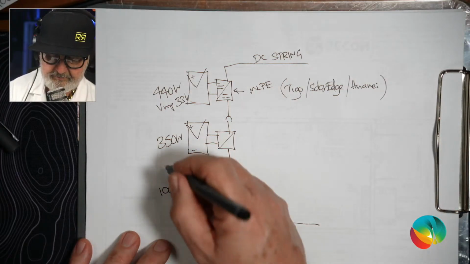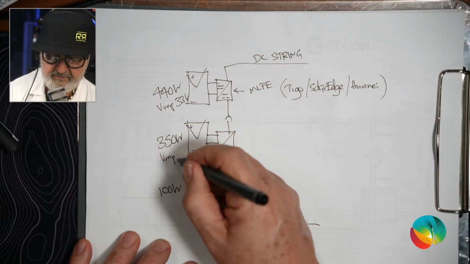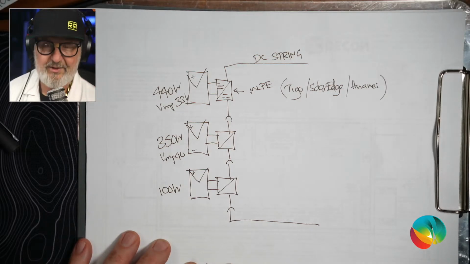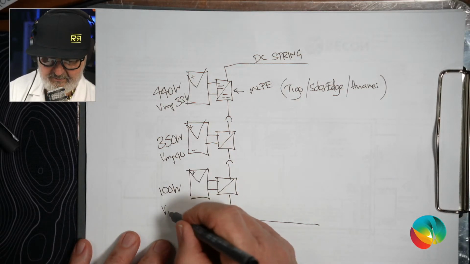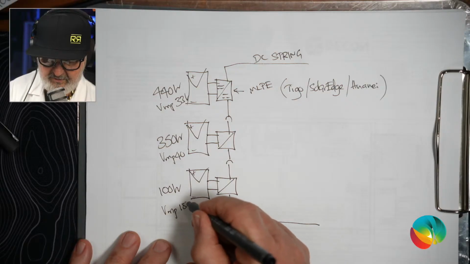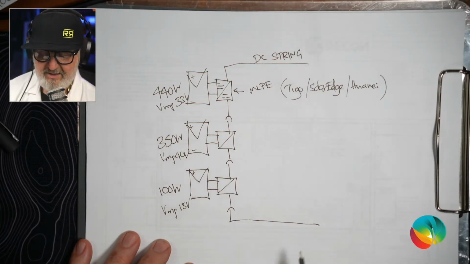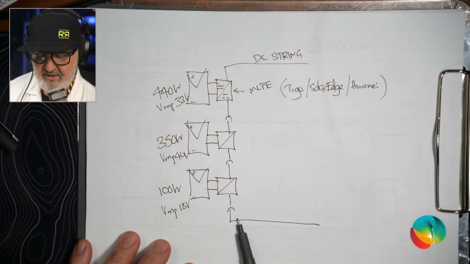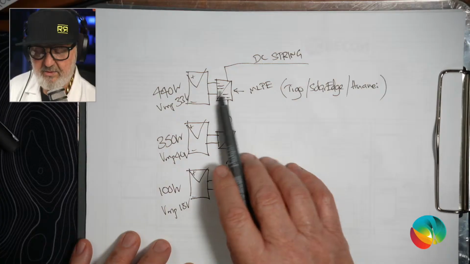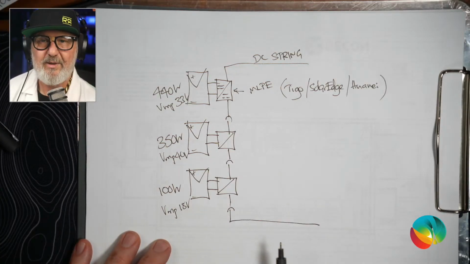This one might be a VMP of 40 volts because it has more cells in series. So everything's different on every module, and this one might be a VMP of 18 volts. It doesn't matter because the DC-DC converter will make sure that the string voltage is optimal, and each module will be doing its very best.